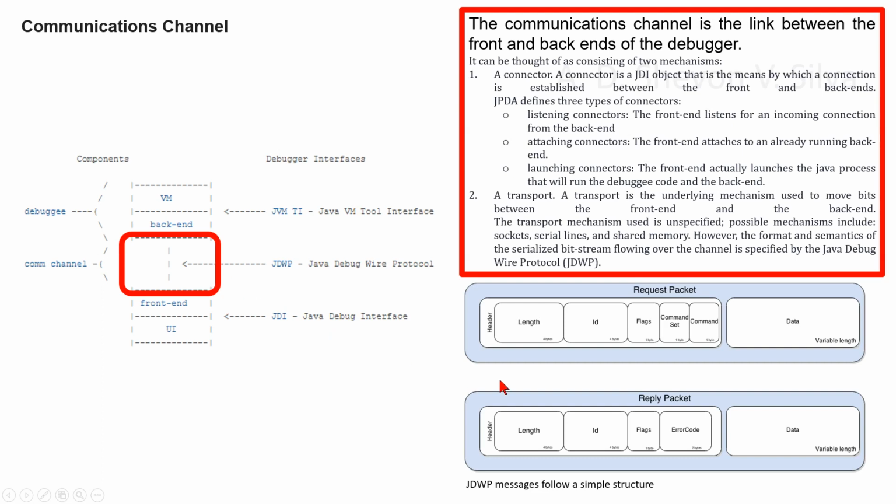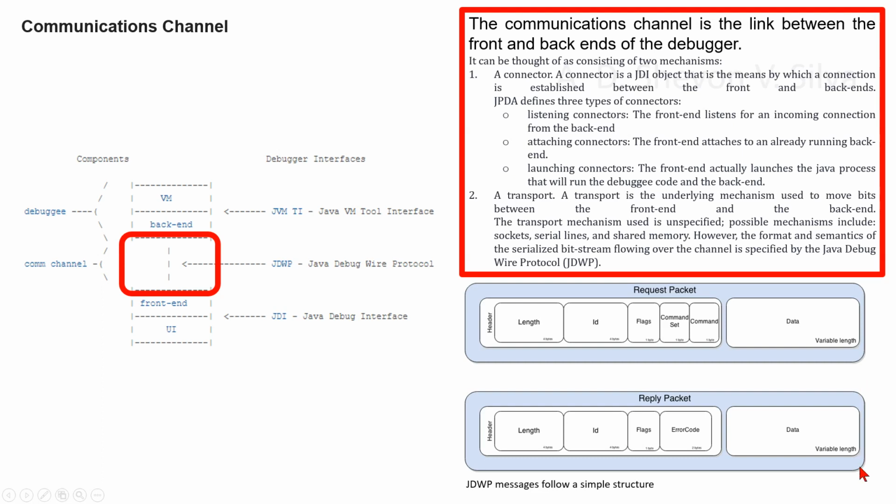Here you can see JDWP messages follow a simple structure. JDWP defines messages involved in communications between the debugger and debuggee. The JDWP is packet based and is not stateful. There are two basic packet types: command packets and reply packets. Command packets may be sent by either the debugger or the target VM. They are used by the debugger to request information from the target VM or to control program execution. Command packets are sent by the target VM to notify the debugger of some event in the target VM, such as a breakpoint or exception.